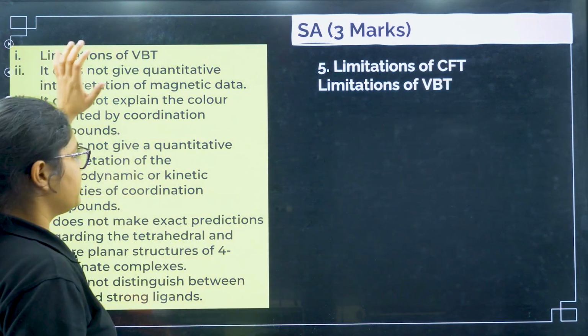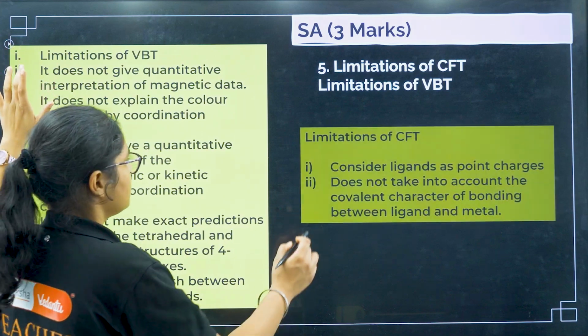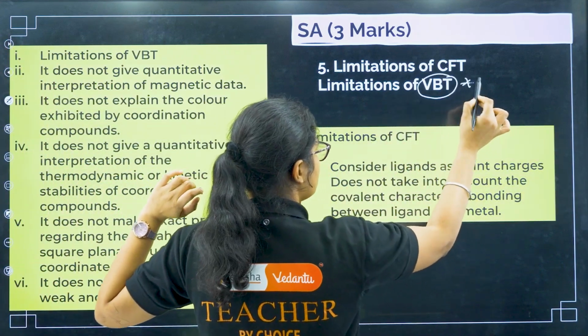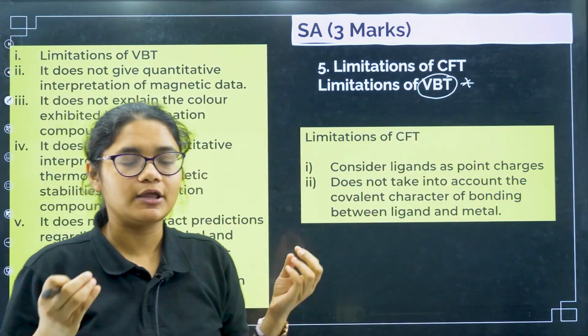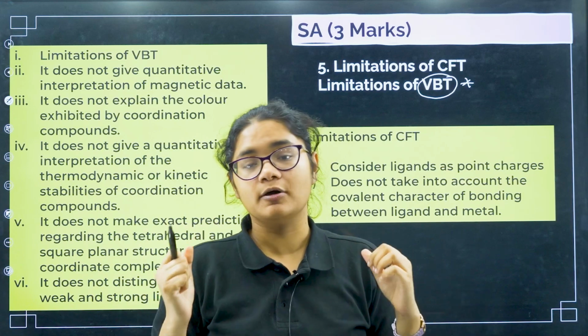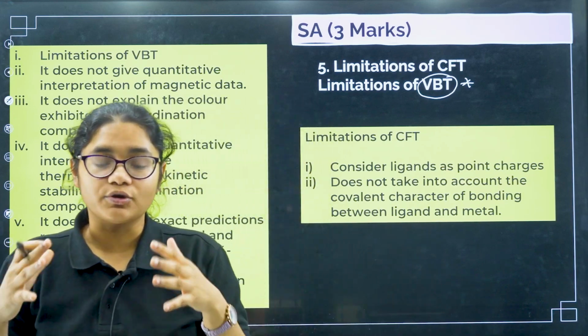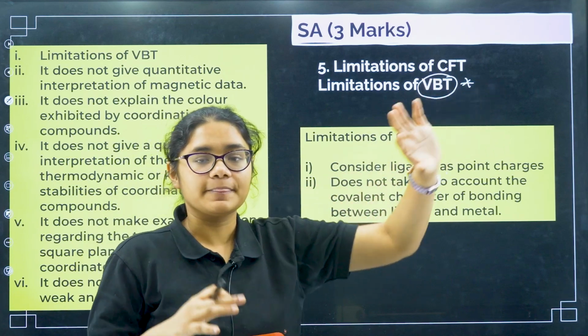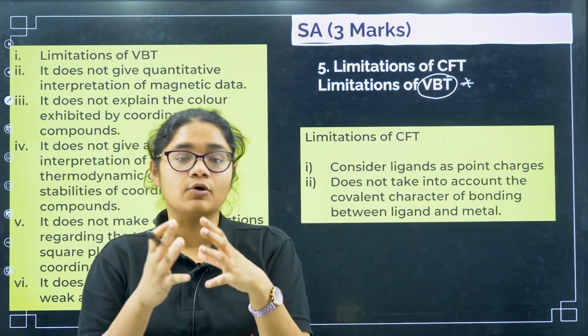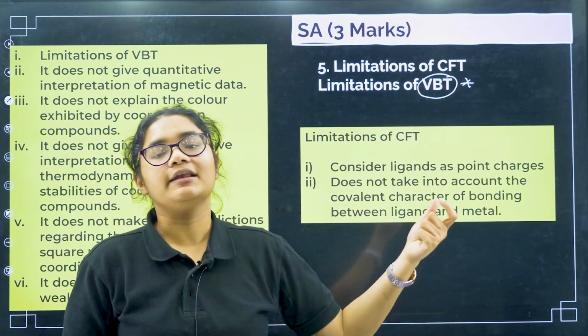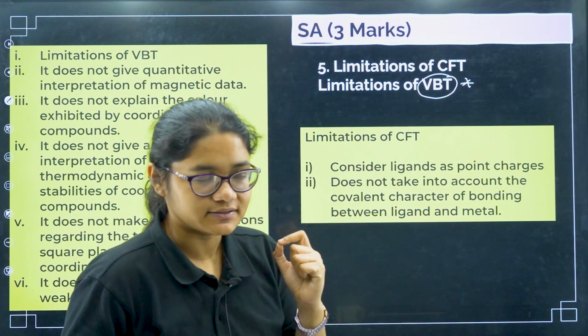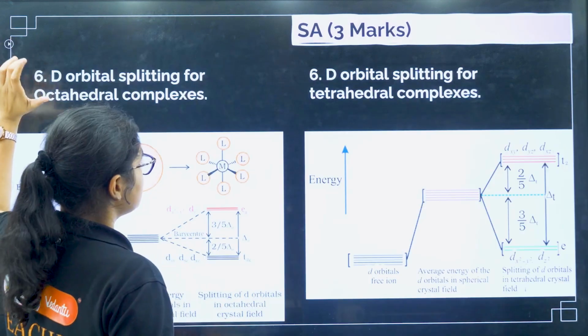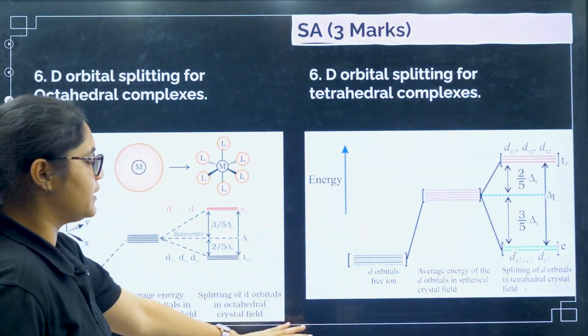Next, limitations of VBT and CFT. So especially VBT limitations are more important. You cannot explain the magnetic data, you cannot explain the color of the compounds, you cannot explain the geometry of the molecule. So these are the limitations. In CFT it is considered completely ionic, the covalent bond is not considered and ligands are assumed as point charges, okay.